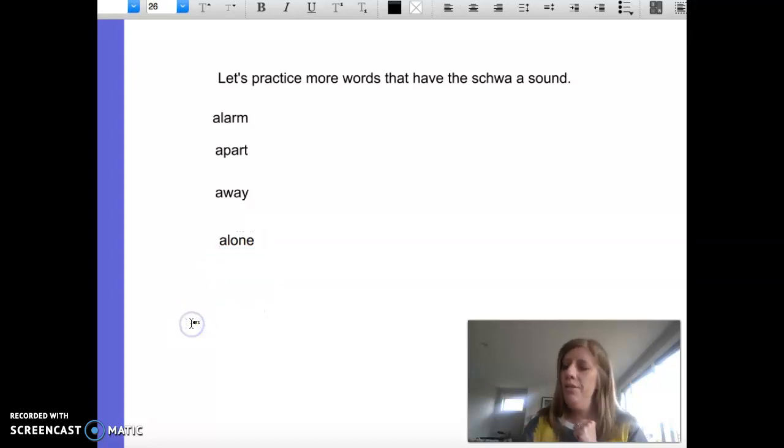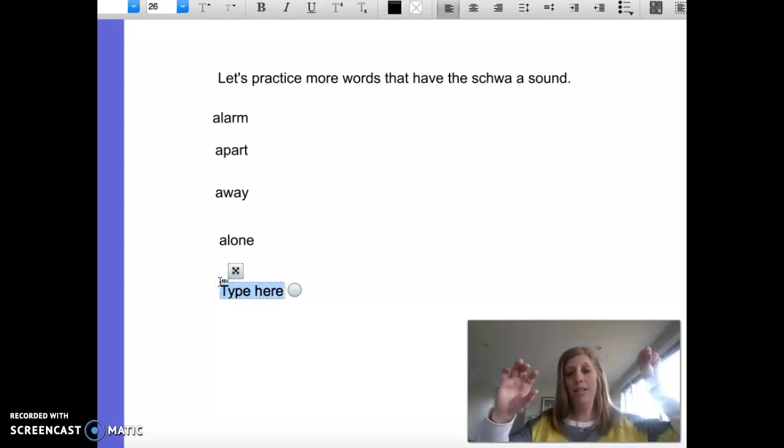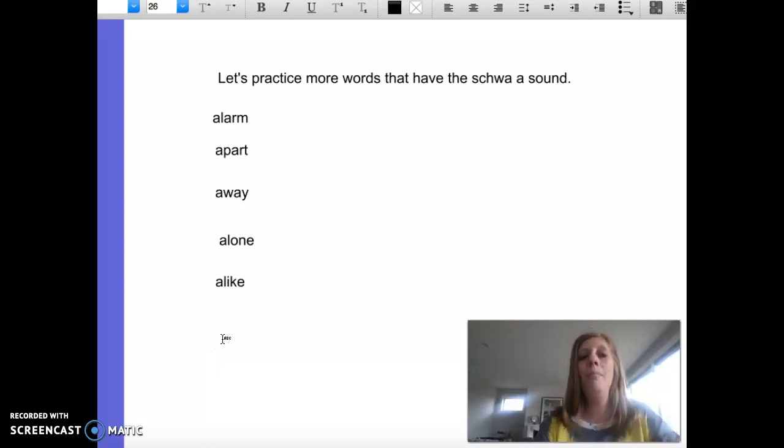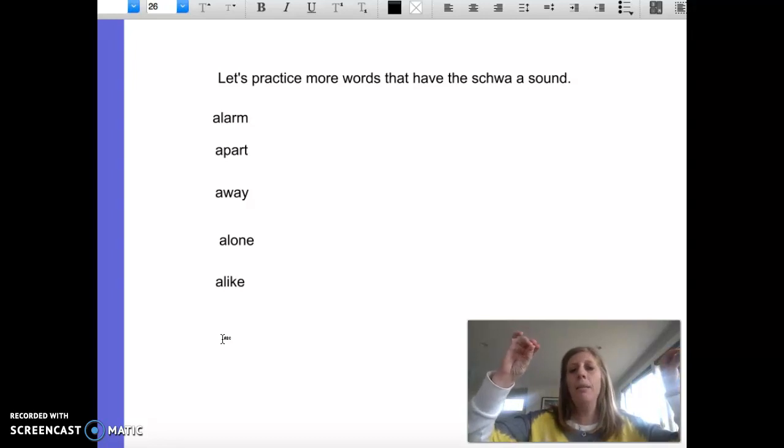Okay, let's try alike. First syllable, second syllable, like, alike. Maybe you know how to spell the word like. Alike. And now I have a schwa A word that has a suffix at the end. Amazing. Isn't it amazing to think of all the spelling rules we've learned so far this year? Amazing. So the base word is amaze.